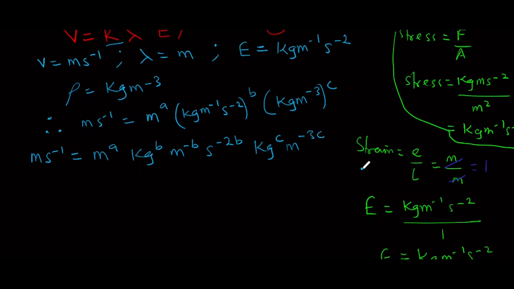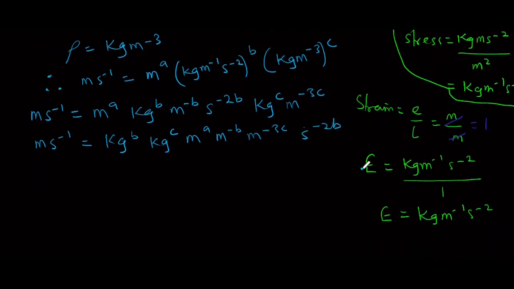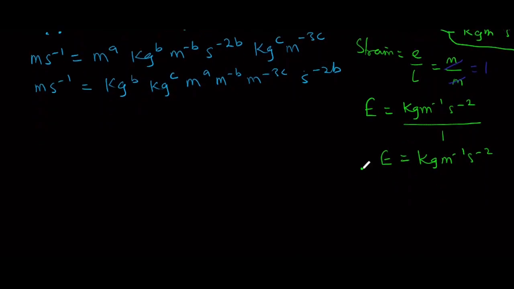Let's try to rearrange them. On the right hand side, let me write kilogram first, that gives us kilogram raised to power b, kilogram raised to power c. Then we have meter raised to power a, meter raised to power minus b, and meter raised to power minus 3c, and we are left with s raised to power minus 2b. So now we can simplify it by working with indices as well. We have kilogram raised to power b plus c. Then for meter, the power is a minus b minus 3c. We have s raised to power minus 2b.